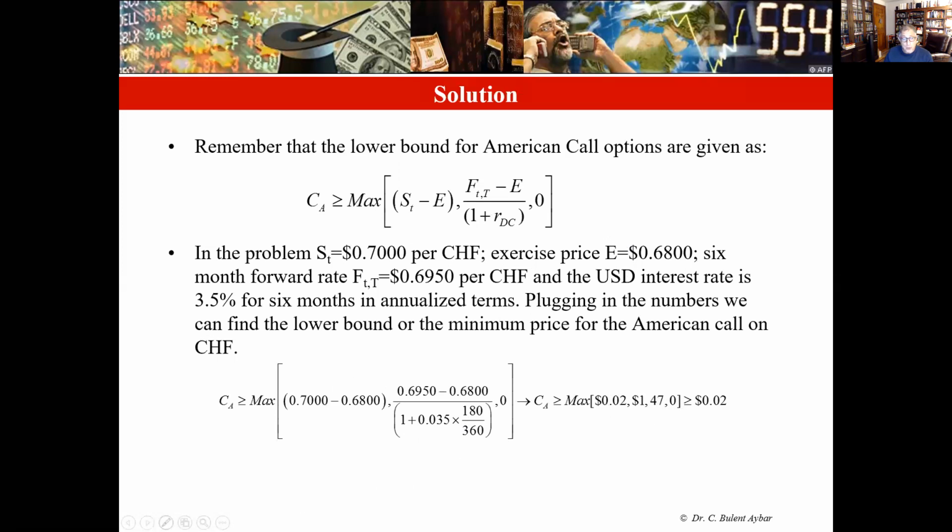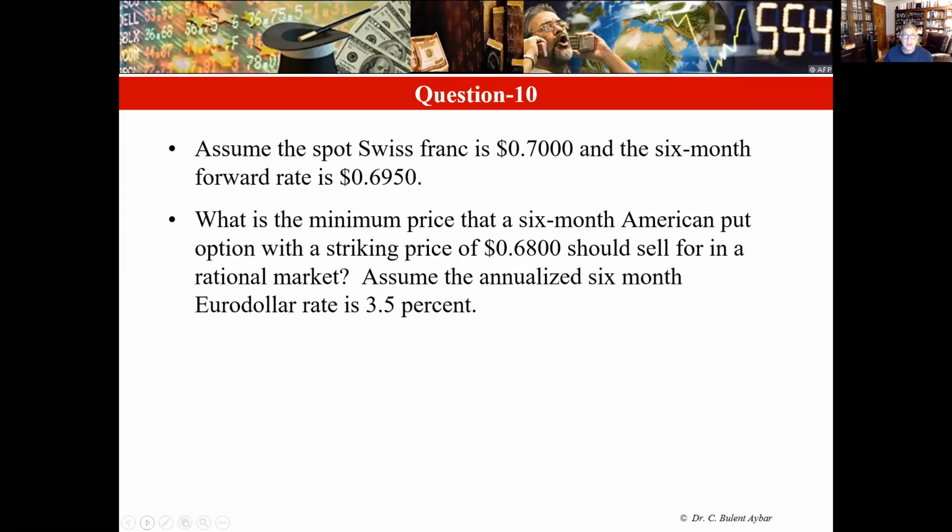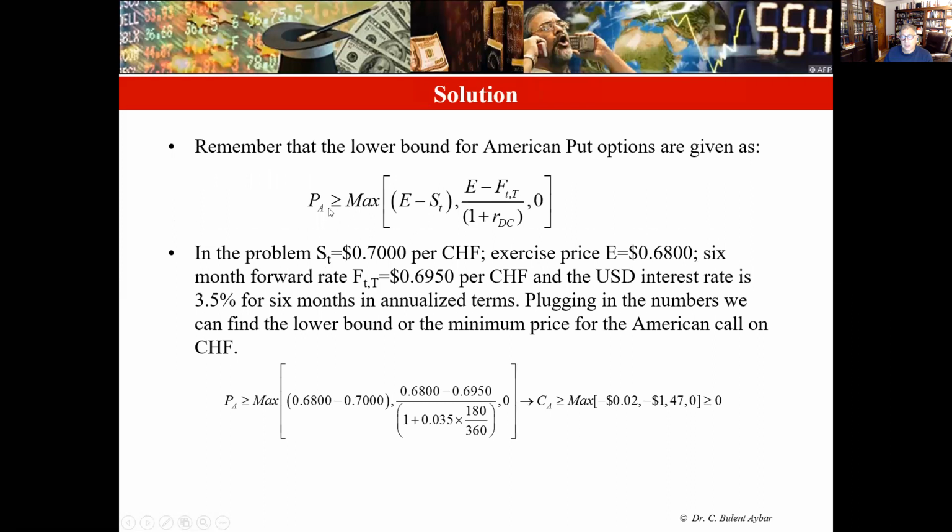For the put, it is a little bit different. Here we are going to calculate the same bound for the put option. I'm going to go directly to the formula. The put option should be larger than the maximum of the exercise price minus spot price, or the exercise price minus the forward contract price evaluated as present values, and then 0.